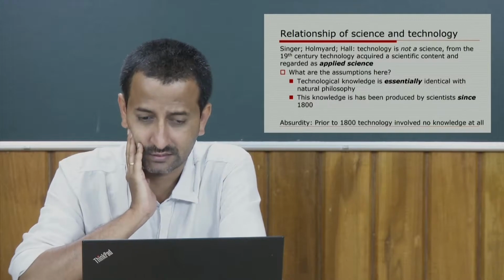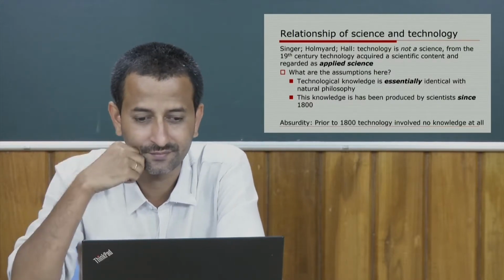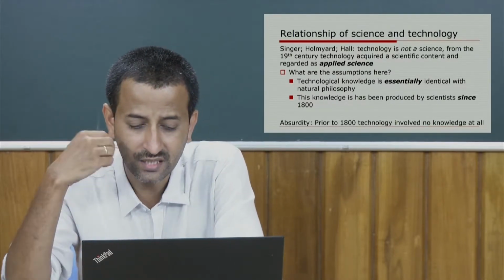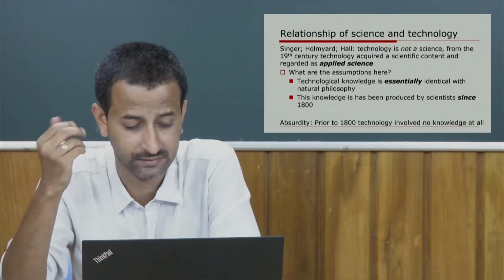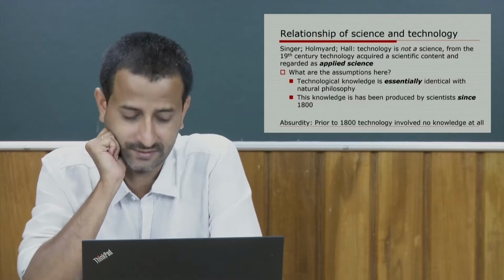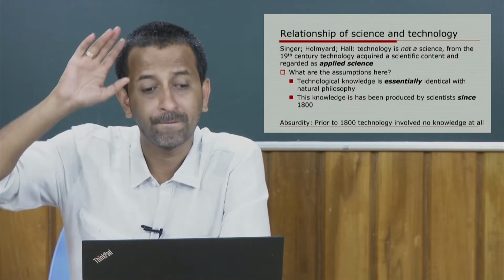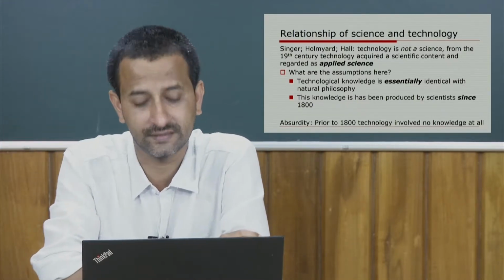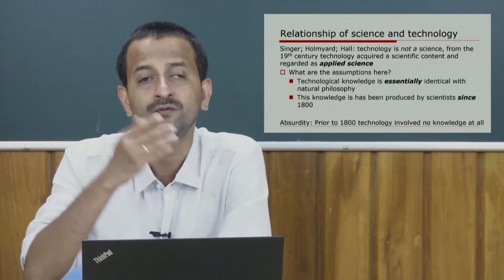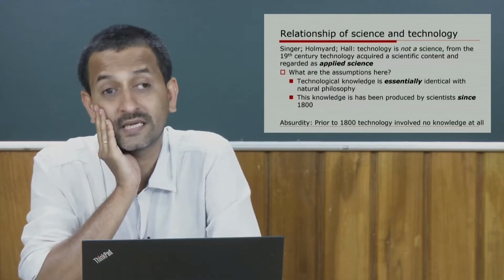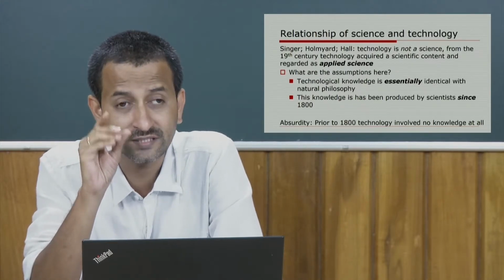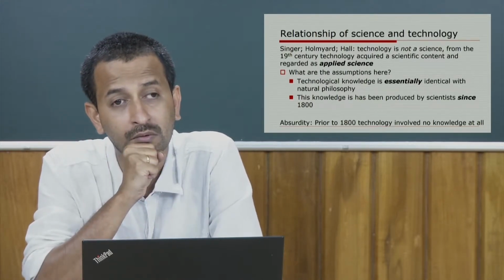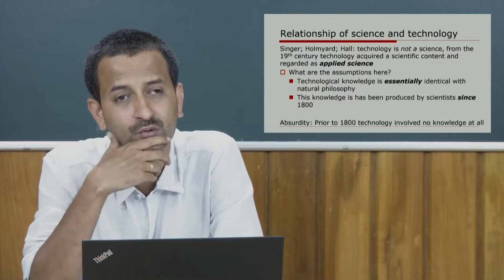We will see that logical deduction from these two assumptions, from these two premises, leads to an absurdity, that is, that prior to 1800, technology involved no knowledge at all. It cannot be. That is what Edwin Layton Jr. attempts to pose as a question.